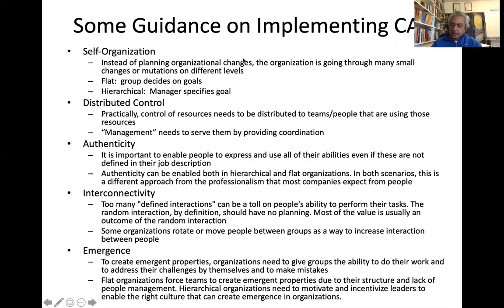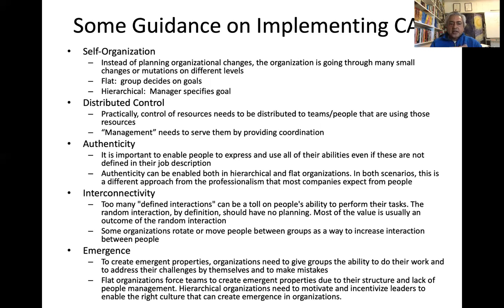So, some guidance on implementing complex adaptive systems. I'll step back and say that we have implemented these kinds of approaches in a spectrum or portfolio of different organizations that span the structure ranging from a typical hierarchical organization to a much more flat organization. These attributes work in either of these extremes, and therefore we propose that they can work in any kind of organization.